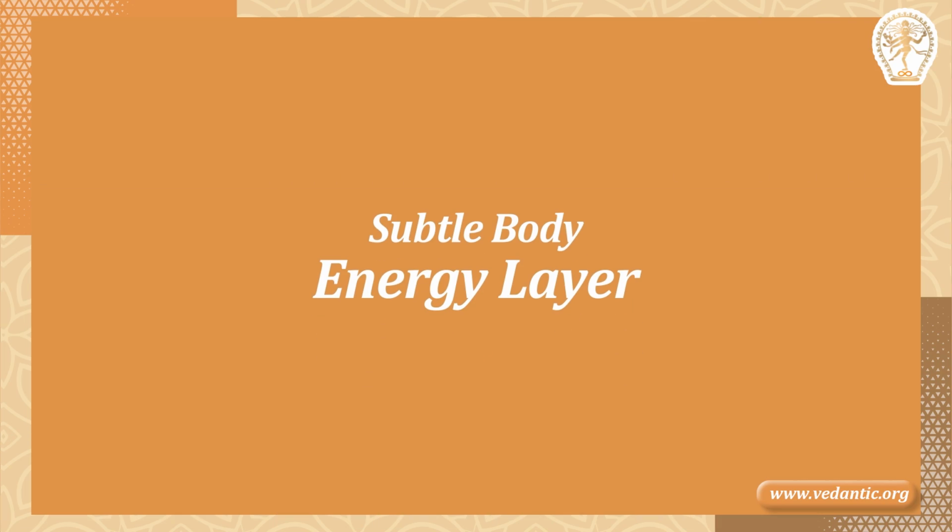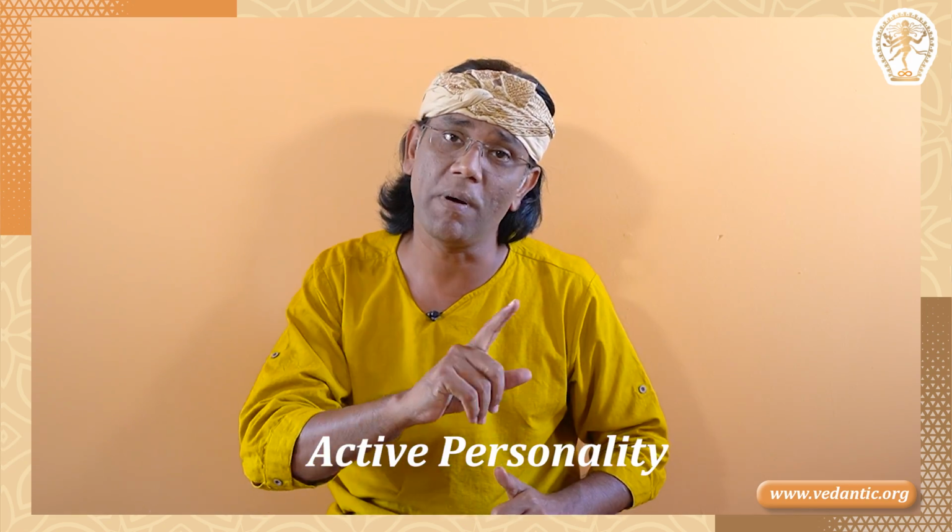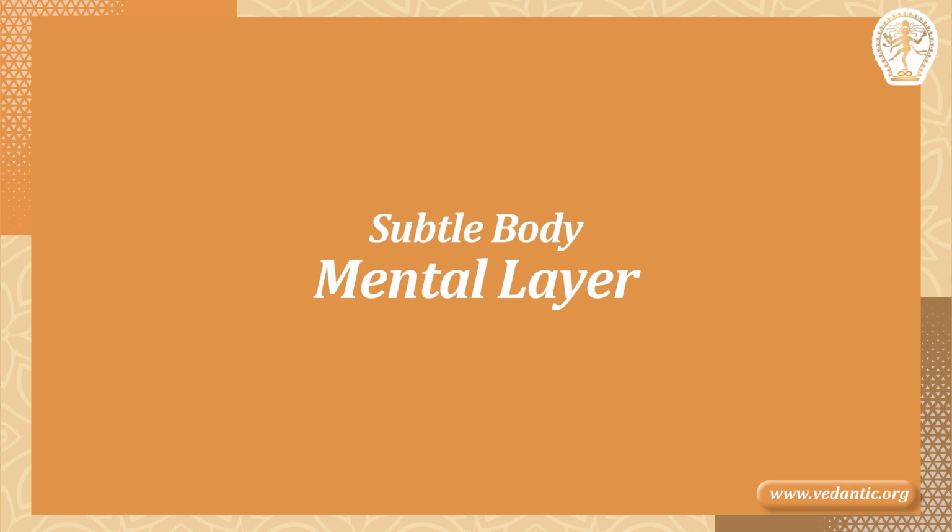The first layer is the energy layer, which is the active personality in a person. This layer holds the power for activity in a person. It's not the power of action, it is the power for action. In other words, it is responsible for the acting power, the energy layer. So first is the food layer, second is the energy layer. Third is the mental layer.